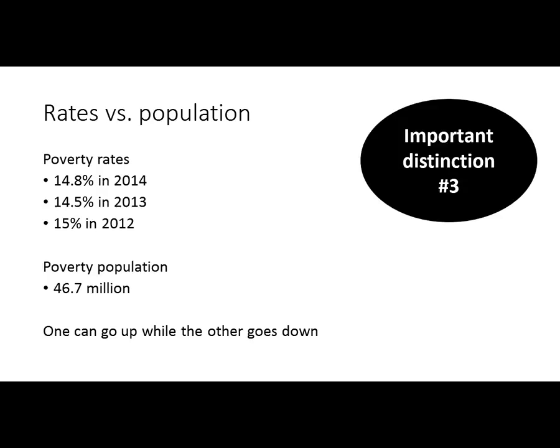The poverty population is the same thing expressed as a frequency. How many people are actually poor? In the Census Bureau's most recent report, the size of the poverty population was 46.7 million people who are officially poor. Now, the poverty population could go up while the poverty rate remained level or even went down. And that might be due to population growth. It might be due to any number of factors. And the reverse could also be true. So it's an important distinction.